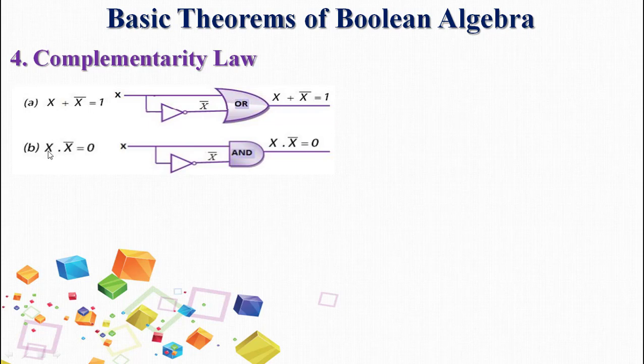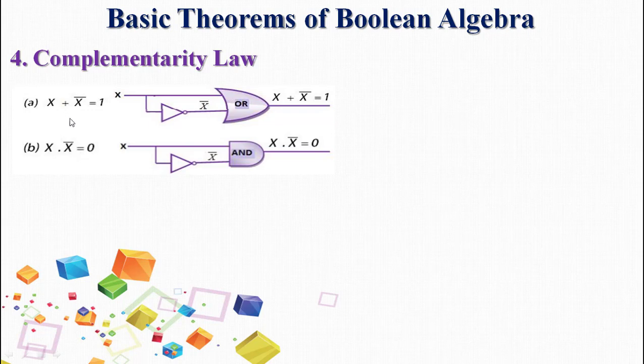If a Boolean variable is multiplied by its complement, it produces 0. Then x plus x bar will be equal to 1. x into x bar will be equal to 0.